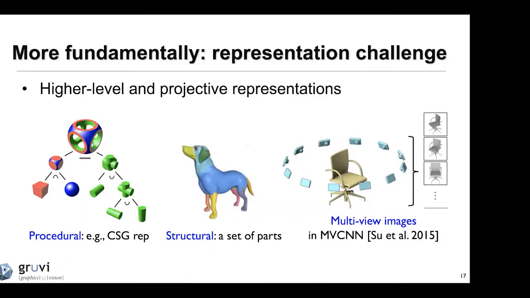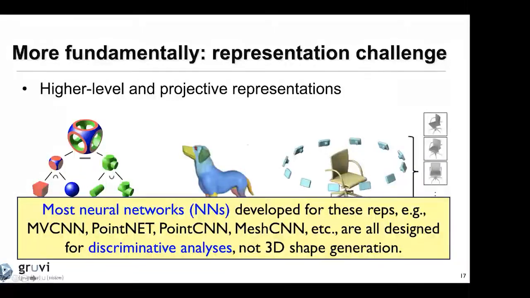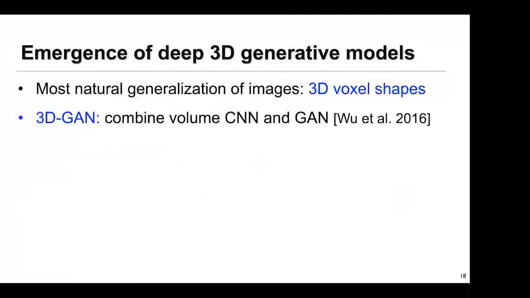You also have structural representations that have a set of parts. And finally, last but not the least, you have multi-view representations where a 3D shape is represented by taking photographs from different angles. So actually, for each one of these representations, I can probably point out 10, 20, 30 or more papers on how to design a neural network to learn something, right? But most of these networks actually were developed for discriminative analysis, right? Much fewer of these methods were developed or were suitable for 3D shape generation.